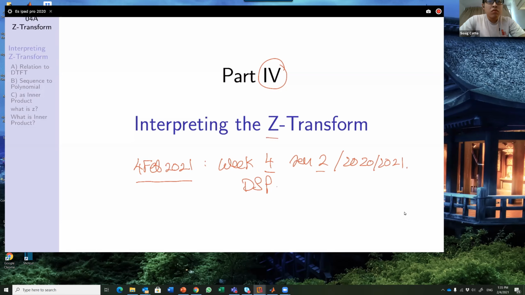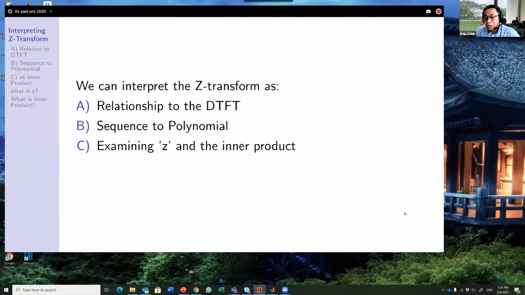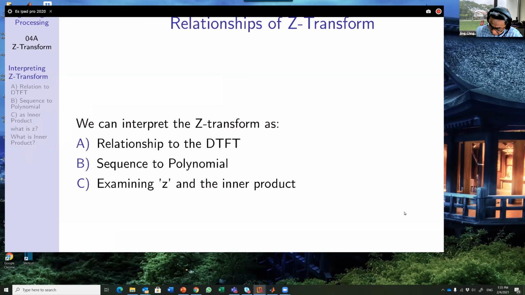Okay, so today we'll go to the interpretation of Z transform. There are three relationships that we can interpret the Z transform. The first relationship, in the last courses, we actually compare Z transform with DTFT. DTFT is discrete time Fourier transform. But since we haven't done DTFT, I would put relationship A last in today's lecture.